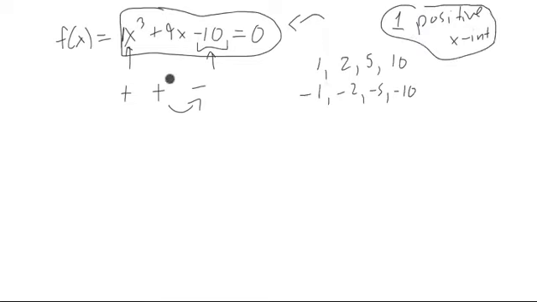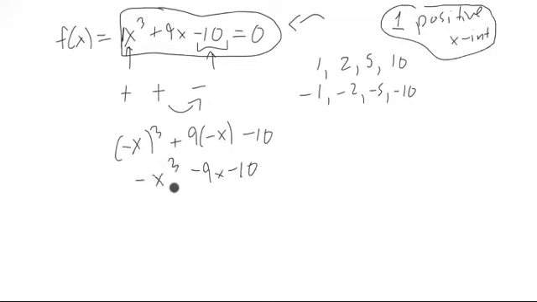So for that, we replace all x's with negative x: negative x cubed plus 9 times negative x minus 10. Notice this becomes negative 9x. This right here, the negative comes out of the cube, so negative x cubed. Notice there are no sign changes, which means there are 0 negative x-intercepts. Well, that was nice. We just eliminated that whole bit right there. Very nice.